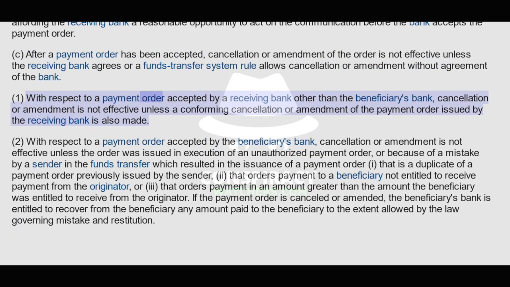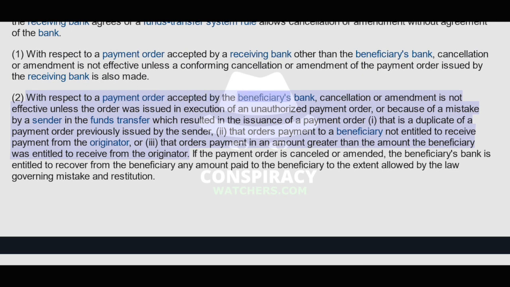With respect to a payment order accepted by a receiving bank other than the beneficiary's bank, cancellation or amendment is not effective unless a conforming cancellation or amendment of the payment order issued by the receiving bank is also made. With respect to a payment order accepted by the beneficiary's bank, cancellation or amendment is not effective unless the order was issued in execution of an unauthorized payment order, or because of a mistake by a sender in the funds transfer which resulted in the issuance of a payment order that is a duplicate of a payment order previously issued by the sender, that orders payment to a beneficiary not entitled to receive payment from the originator, or that orders payment in an amount greater than the amount the beneficiary was entitled to receive from the originator.